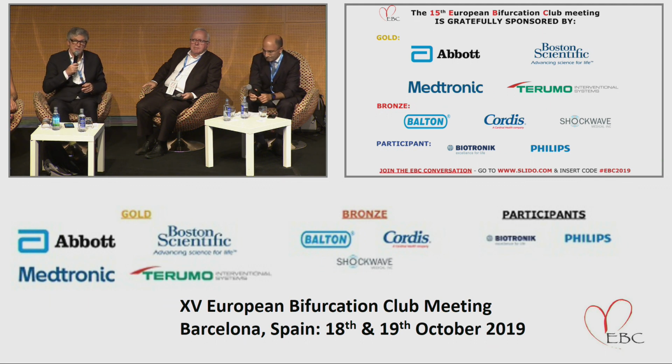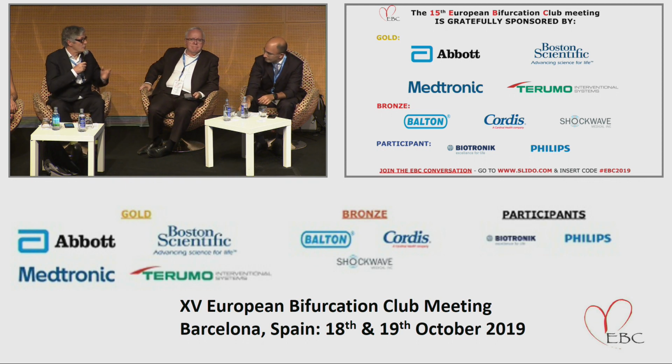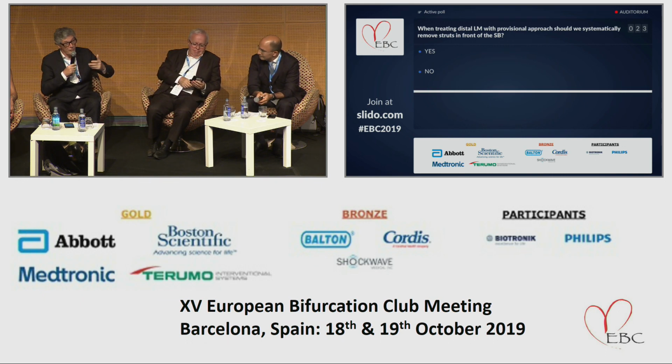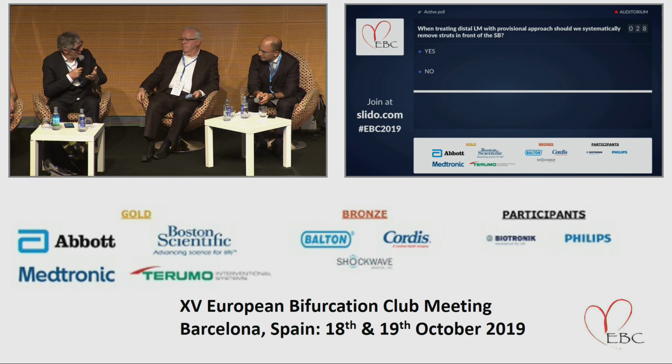I think what is interesting is to look at the data from COBIS 1 and 2, because in COBIS 1 there is a deleterious effect of kissing. Then people have learned, they are following the rules. So the rules are a short balloon at least for the side branch, a non-compliant balloon in the side branch, asymmetric expansion of the two balloons, and deflation at the same time. If you follow these rules, and it was followed in COBIS 2, then you have a beneficial effect of kissing, even when you have not a two-stent technique. So maybe COBIS 3 is different.